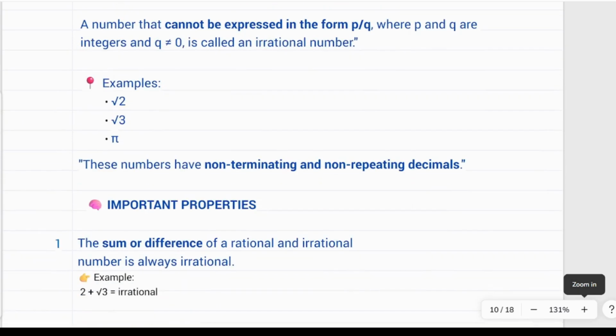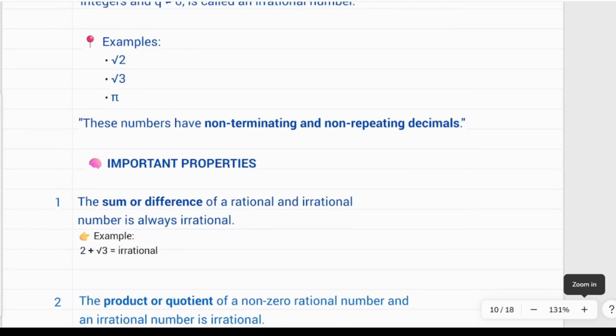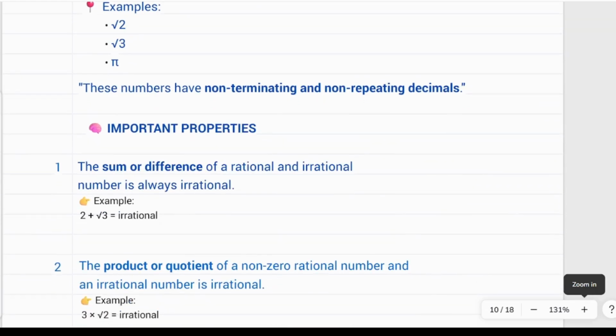And now we have to know about the important properties of these irrational numbers. When we add two numbers, let one number be a rational and the other an irrational number. If we're adding the two numbers, our answer is going to be what? An irrational number. That means the sum or difference of a rational and an irrational number is always irrational. That means, if x is a rational number and we add root x, the value is going to be x plus root x, right?